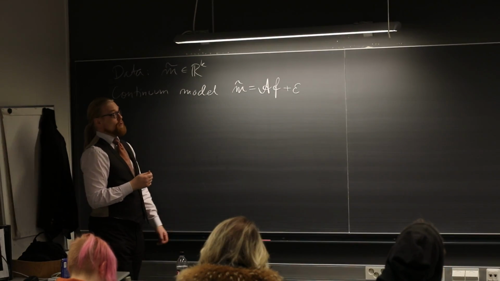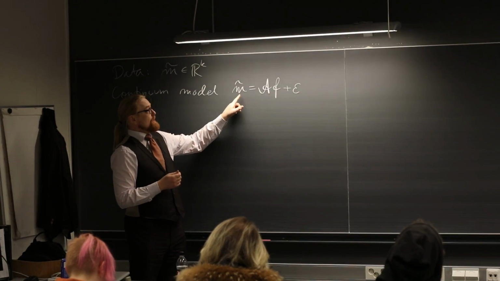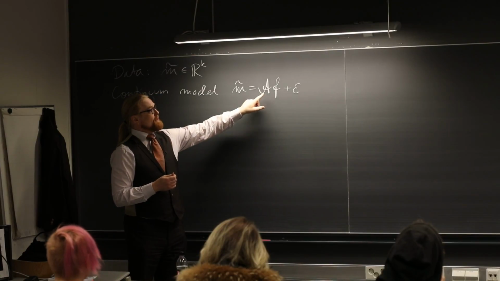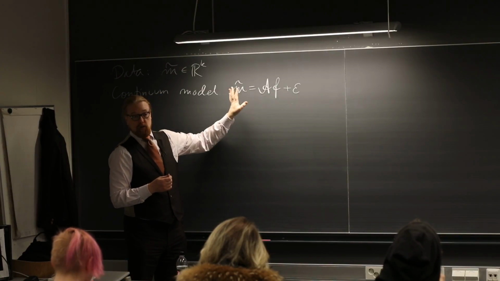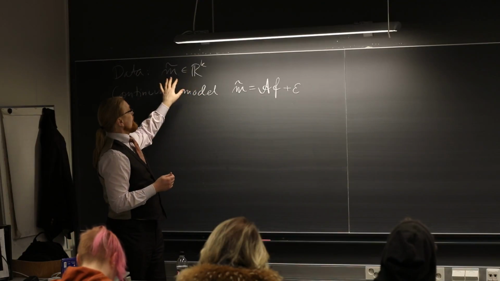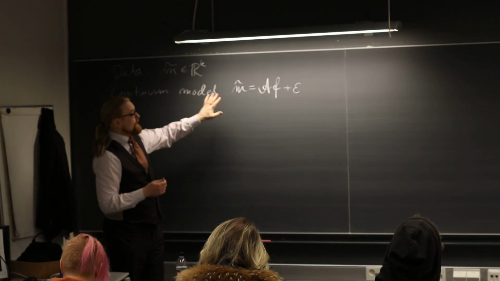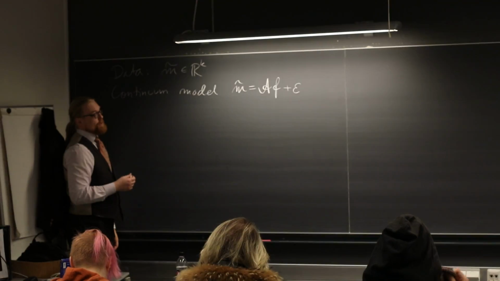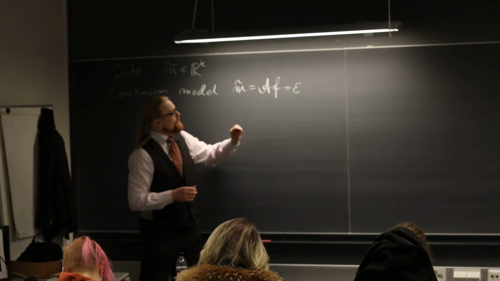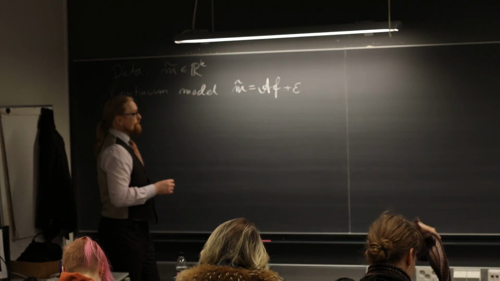And actually, of course, this equality is not perfect. I mean, this is only a model. Although it's a continuum model, it's only a model, whereas this comes from the real world. So this is also imperfect. So there are two kinds of error, data error and modeling error.